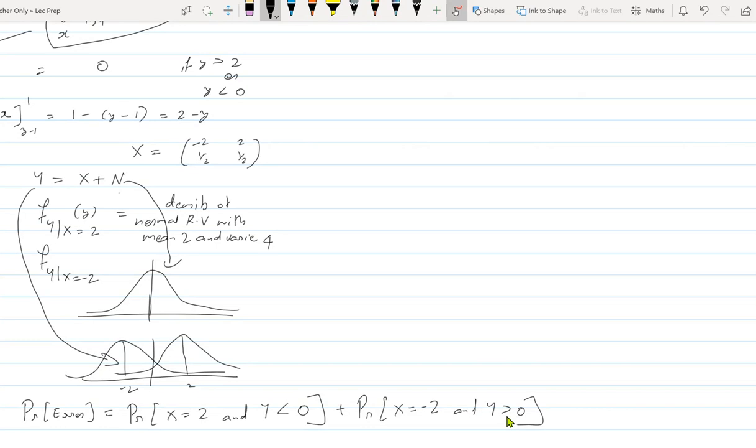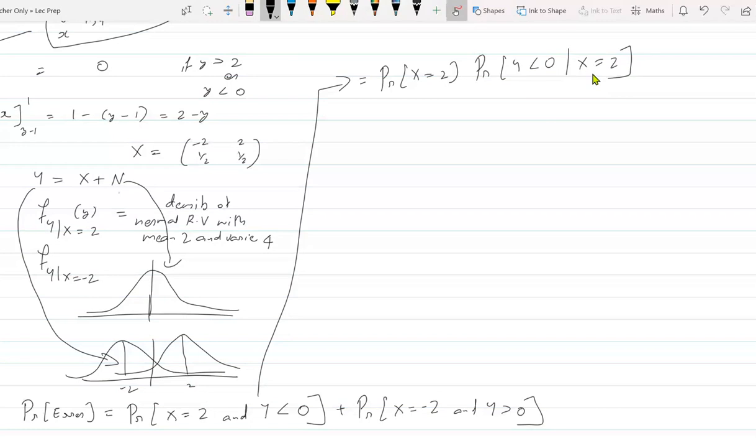You agree? Now, how do you compute this particular probability? You can use Bayes rule. This is basically equal to probability of x equal to 2 into probability of y less than 0 conditioned on x equal to 2. The probability of x equal to 2, we know, is actually 1 by 2. And how do you get this?